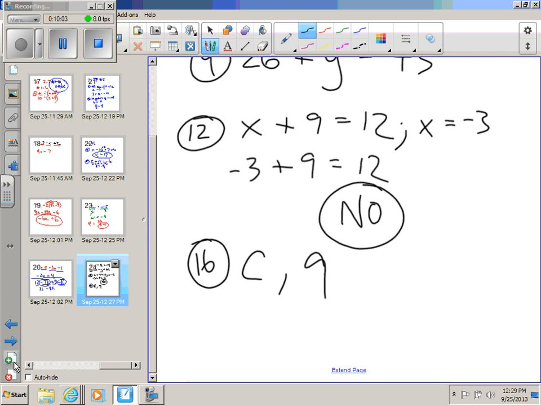And then 20 through 31. Solve the equation using mental math. Mental math. 8 through 31.